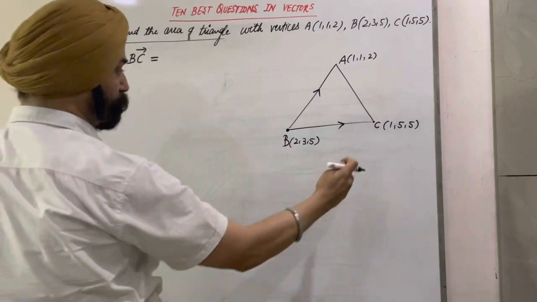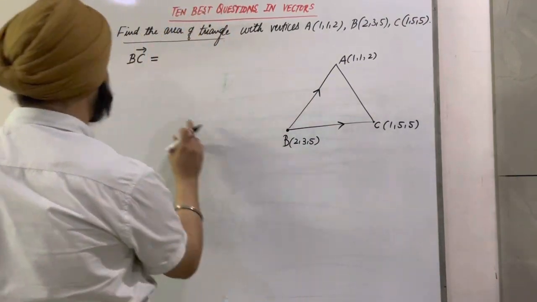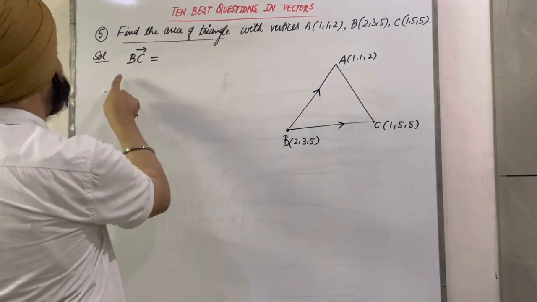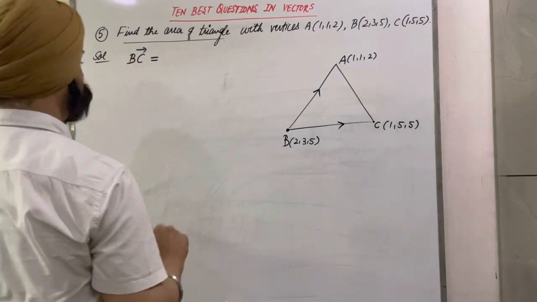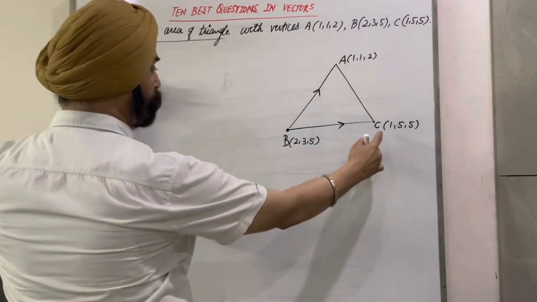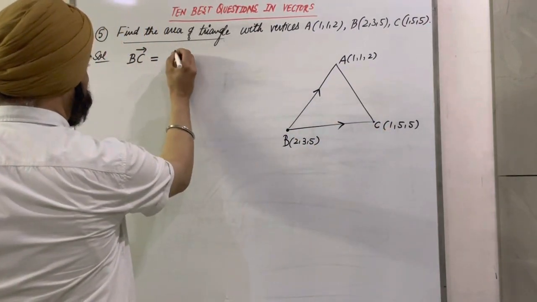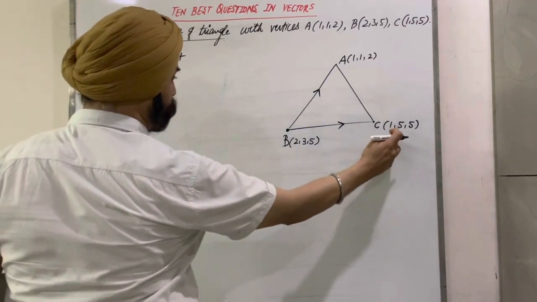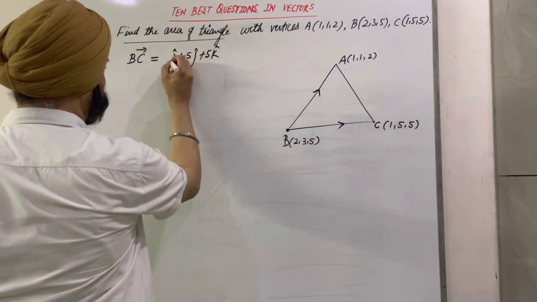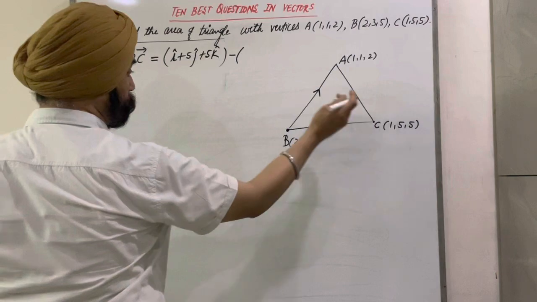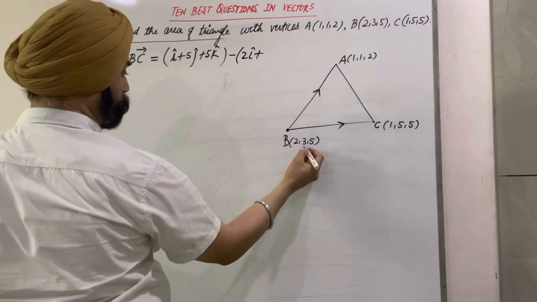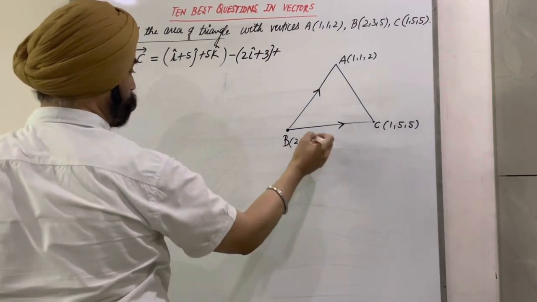Now if I wish to write vector BC, then it is the position vector of C minus position vector of B. You should note it down. If we have BC vector, it is the position vector of the later point minus position vector of the former point. Subtraction of the former from the latter. So it is OC minus OB, wherever is O hardly matters. That means the position vector of C, which is i cap plus 5j cap plus 5k cap, minus position vector of B, which is 2i cap, 3j cap and 5k cap.